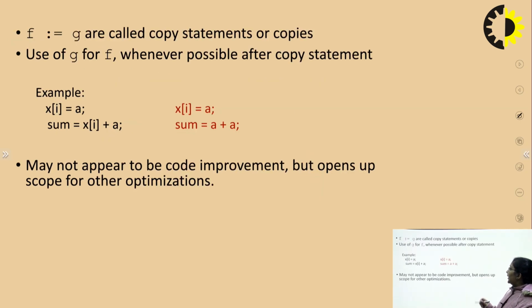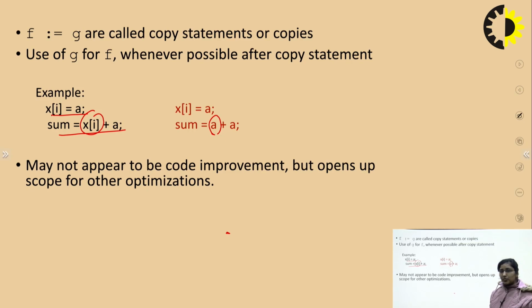Now, here we are having the copy statements like f is equal to g. So, use g for f whenever possible after this copy statement. Like I am having over here xi is equal to a. That means the value of a is stored in xi. Now, we are having sum is equal to xi plus a. So, what we can do with the help of this copy propagation, instead of this xi, I can write a plus a.